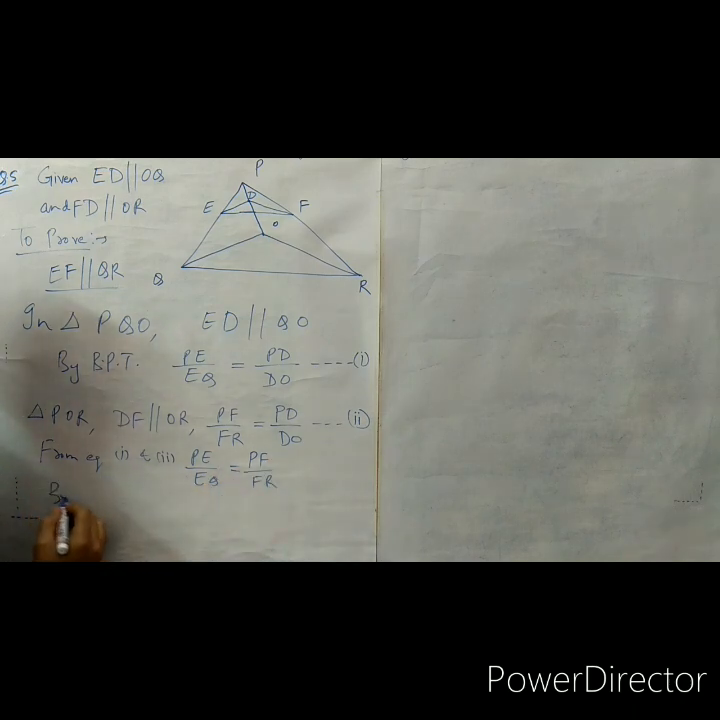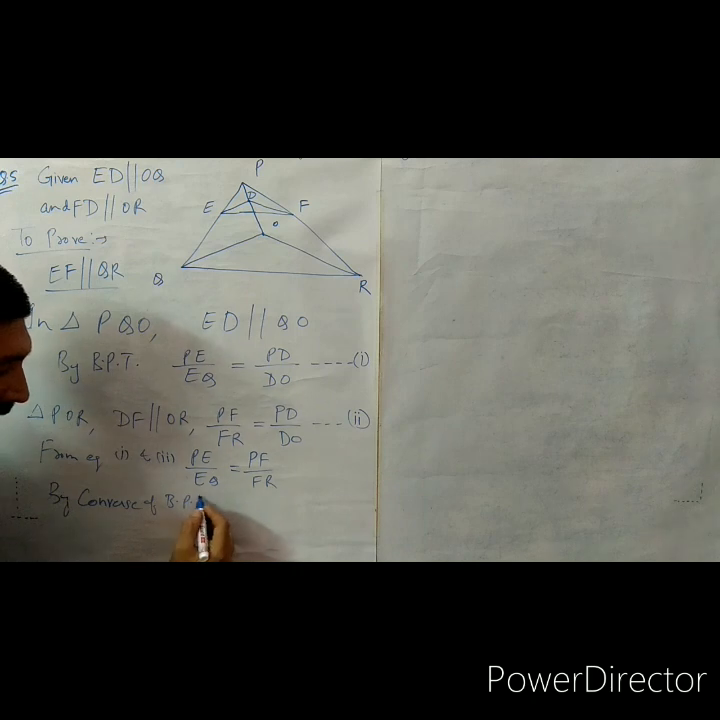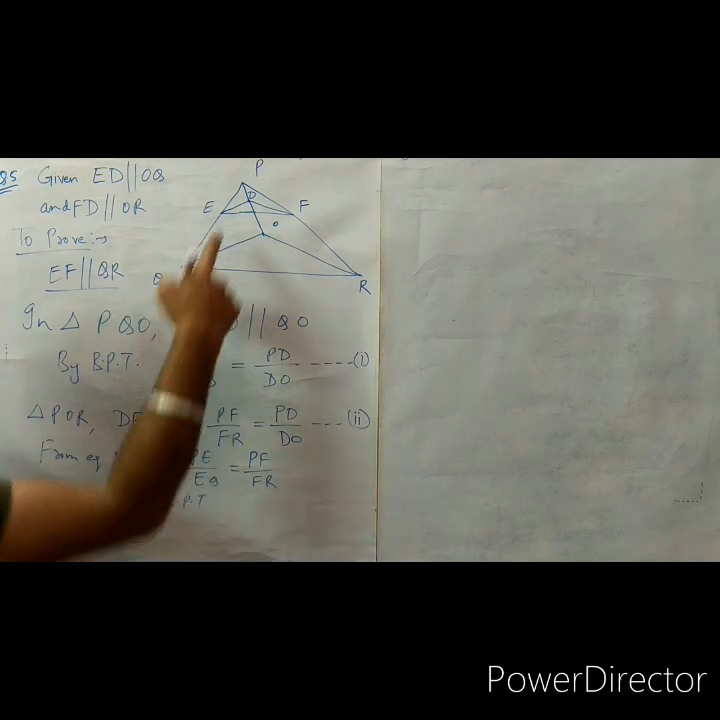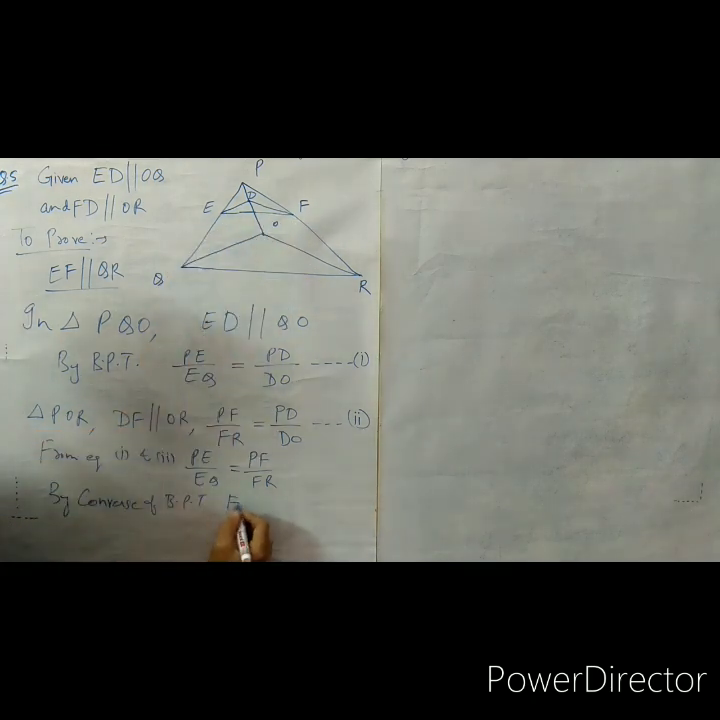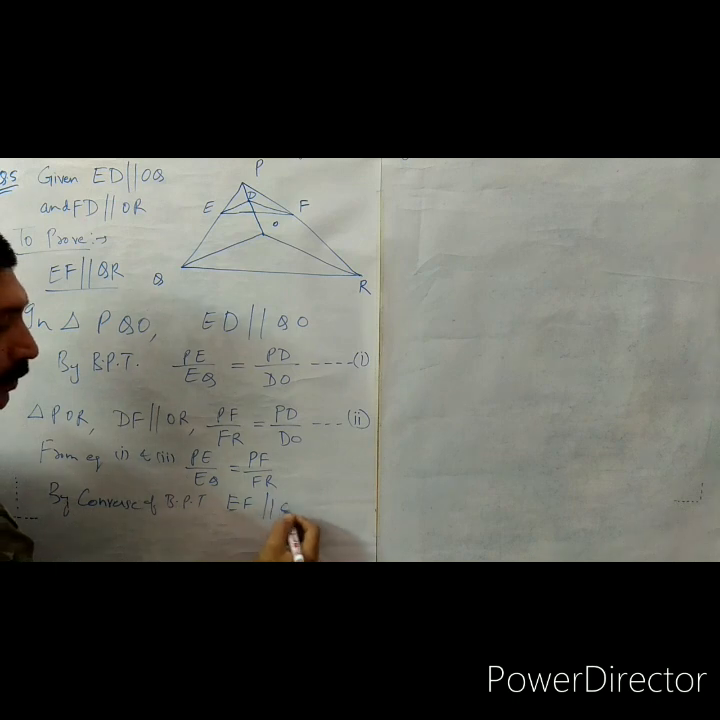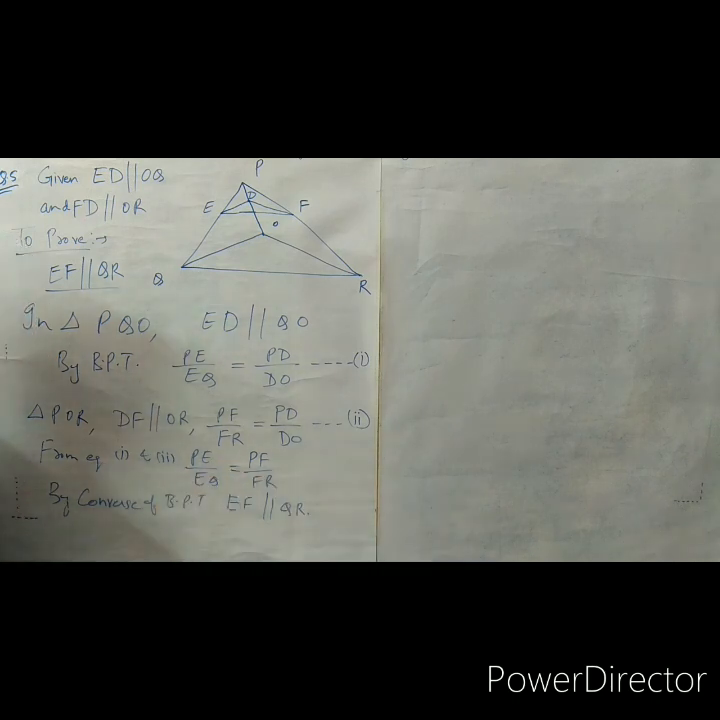So in triangle PQR, if we have PE upon EQ equal to PF upon FR, so by converse of BPT, we have EF parallel to QR. So I hope the question is very clear to everyone. So next question is question number 6.